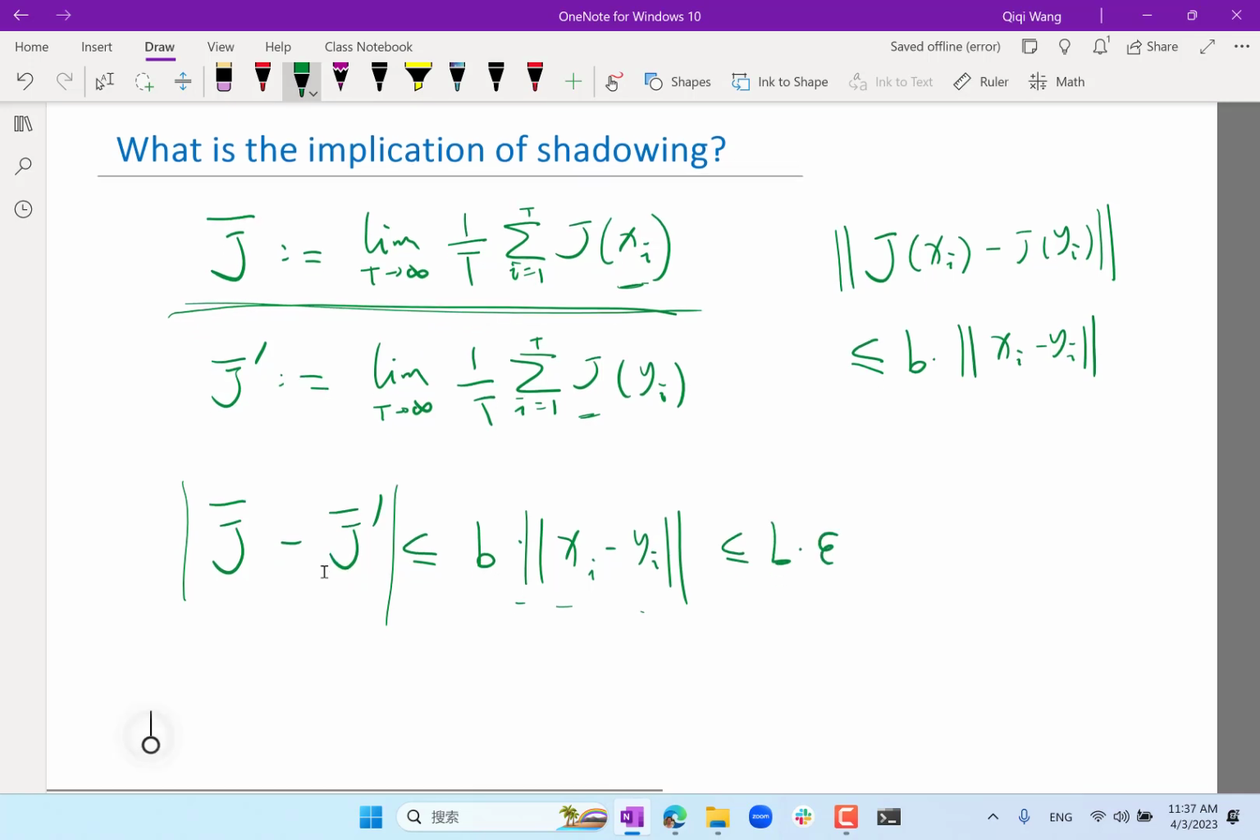So essentially what it tells you is that if you want your long-time average, the climate quantity, to be accurate to a certain precision, then you can always have a delta for which you can guarantee that as long as my numerical simulation, my modeling accuracy, is better than delta, I can ensure that the solution error, measured by the statistical quantity, is less than that requirement, epsilon.